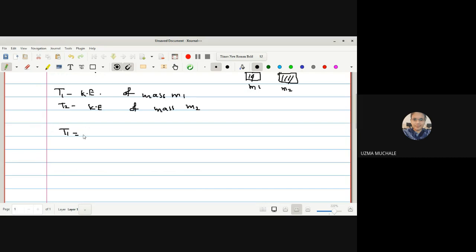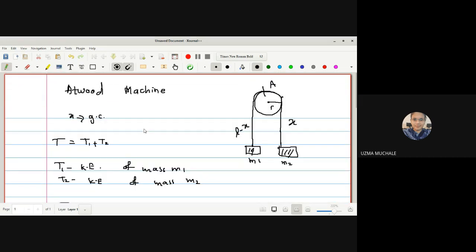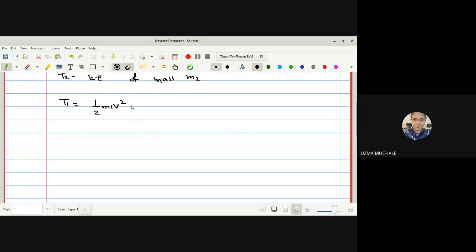Now what is T1? T1 is equal to 1 upon 2 M1 V square. Here, what is V? V is the velocity, and how do you find the velocity? First you have to check where M1 is. M1 is at a distance L minus x from point A. So T1 will be equal to 1 upon 2 M1 times (L minus x) dot square, because velocity is nothing but r dot, where r is the position vector, which is L minus x in the case of mass M1. Does everyone understand?